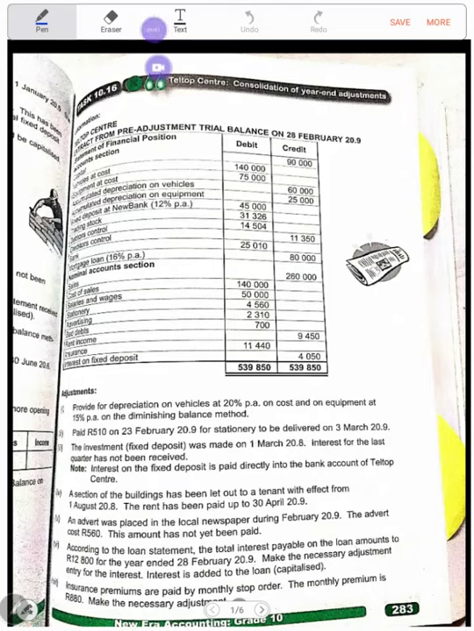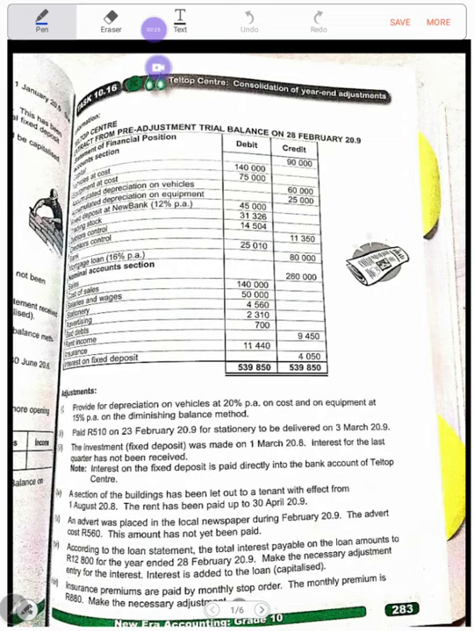Good day, grade 10s. We are now going to go through task 10.16 and you are required to complete 10.21 for this week 2. Right. So basically with this activity we had to work out the adjustments.